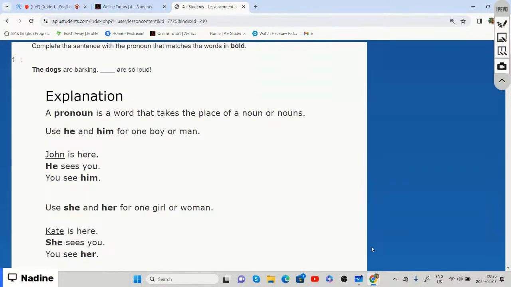And then we're going to choose a personal pronoun, right? And we explained how we can use the words he and him and she and her, right? So if you use the words he and him, then it refers to one boy or one man. And once again, a pronoun is a word that takes the place of a noun or nouns.